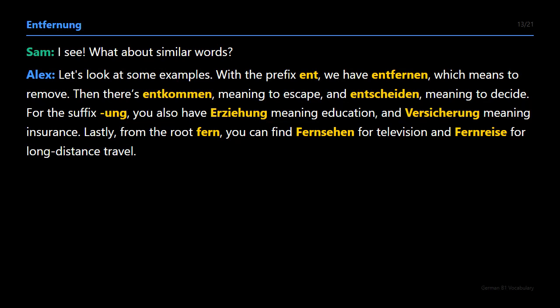you also have Erziehung, meaning education, and Versicherung, meaning insurance. Lastly, from the root fern, you can find Fernsehen for television and Fernreise for long-distance travel. Wow, that's a lot.